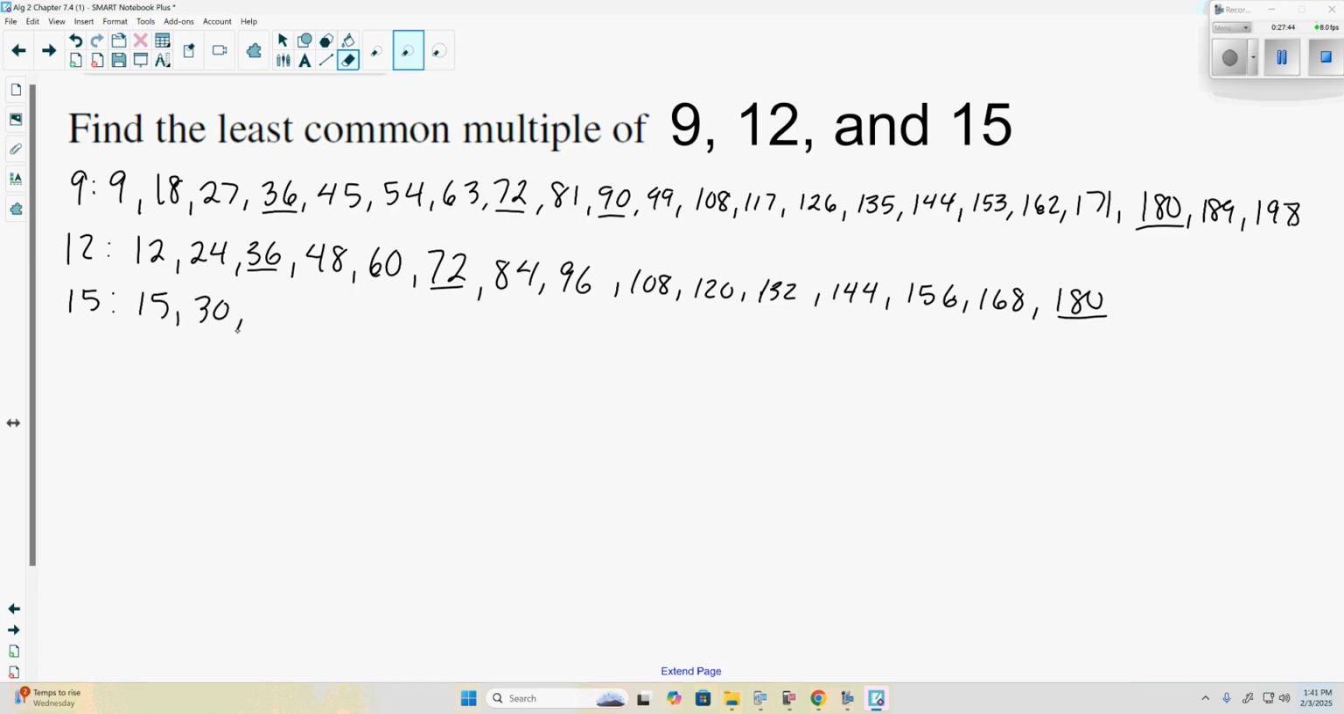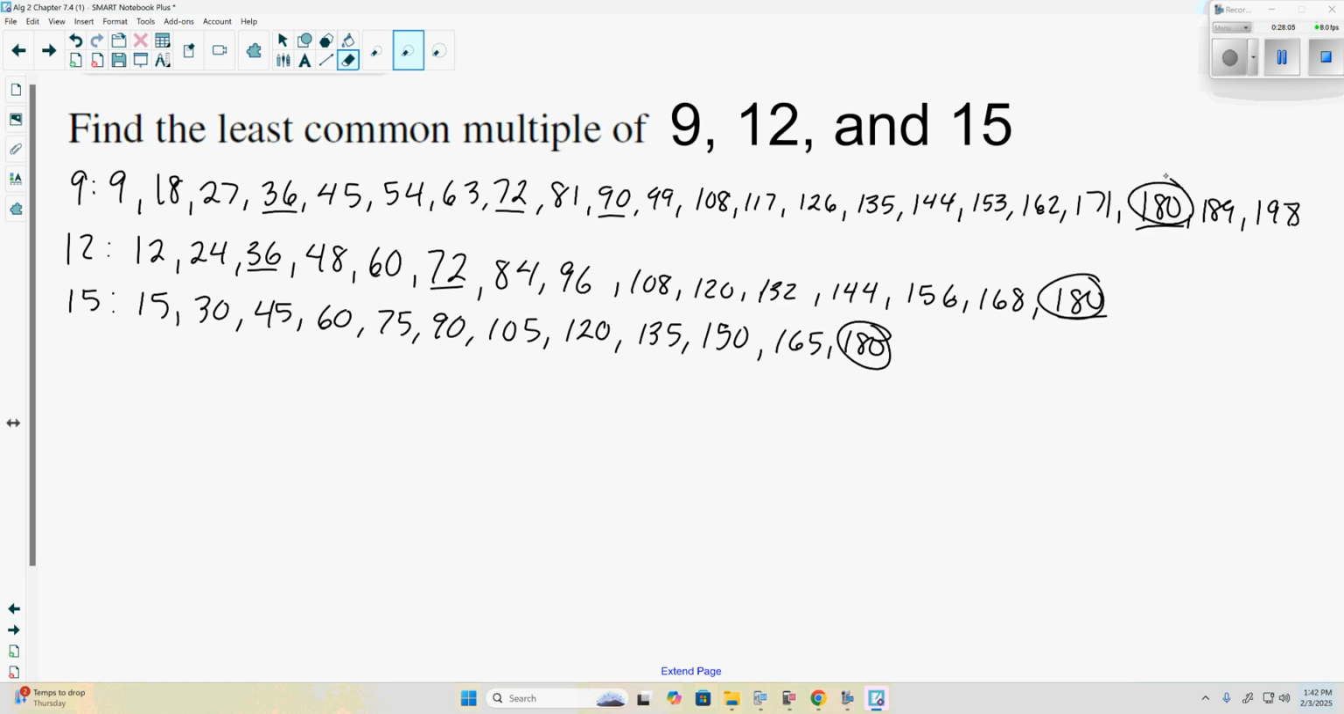15, 30, 45, 60, 75, 90, 105, 120, 135, 150, 165. Yep. So this one here, we had to go all the way out to 180.